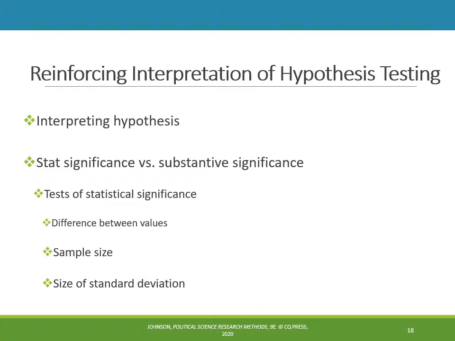The next thing is sample size. We talked about this in the last lecture, that sample sizes that are smaller tend to have higher degrees of uncertainty. Well, sample sizes that are larger tend to have higher degrees of certainty.